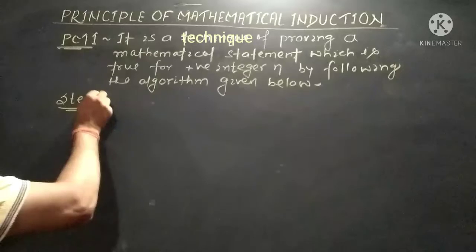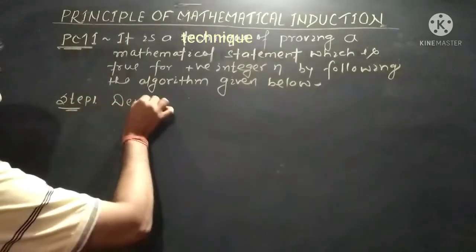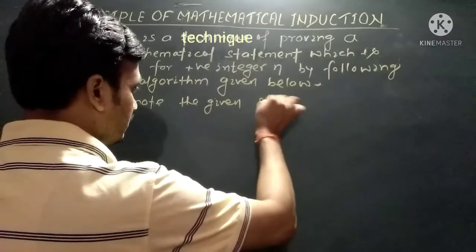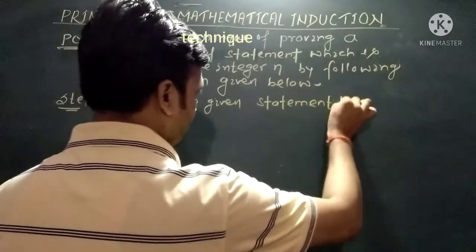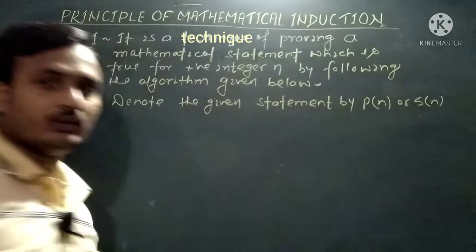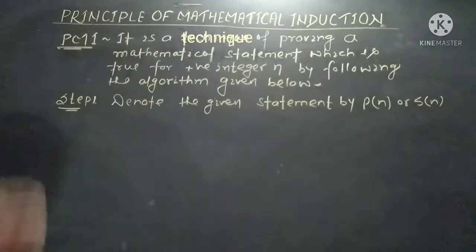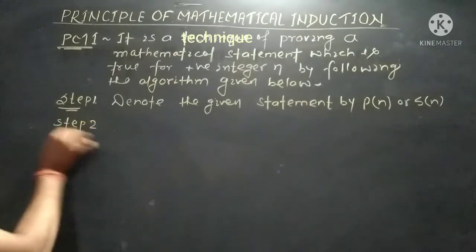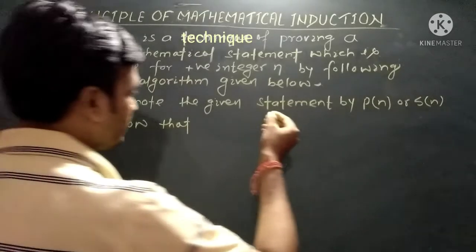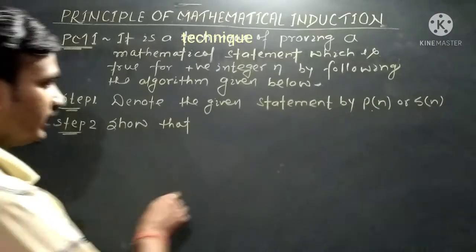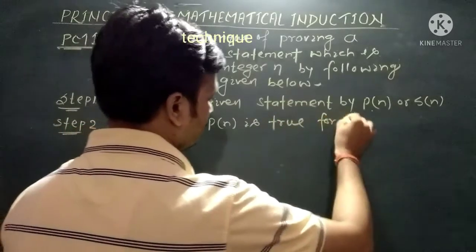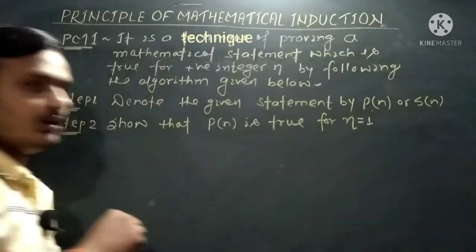The first step is we have to denote the given statement by Pn, और दिए गए मैथमेटिकल स्टेटमेंट को Pn या Sn से डिनोट करना है। Step two: let us consider the mathematical statement is Pn. Then in the second step we have to show that Pn is true for n is equals to 1. That means we have to prove that P1 is true.